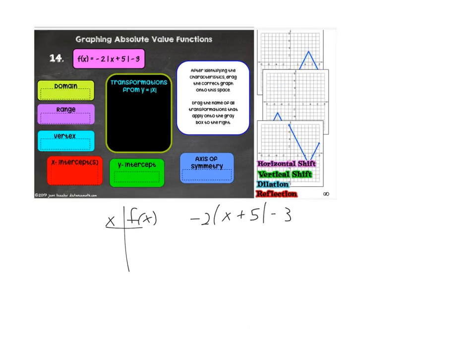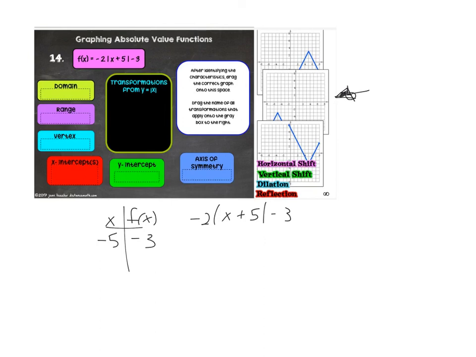If we were just to look at this equation, we should be able to tell that it went down 3, and it's going to go to the left 5. So it looks like it's this middle one. Alright, so the first thing is, what do we need to put in this absolute value to make this 0? Well, it's going to be negative 5. That would be 0. 0 times negative 2 is 0. 0 minus 3 is negative 3. So I know my vertex is at negative 5, negative 3. Yeah, it's definitely got to be this middle one.